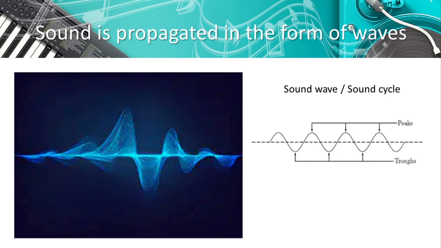We know that sound is propagated in the form of waves and each wave makes a sound cycle. A single sound wave is formed of a peak and a trough. Several such sound waves reach our ear and we are able to hear the sound.